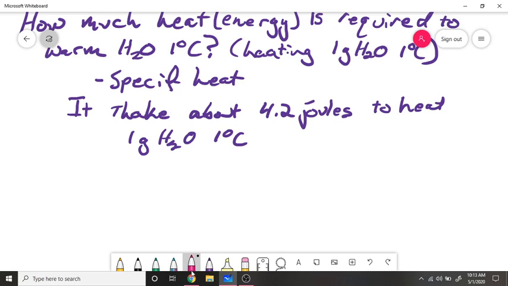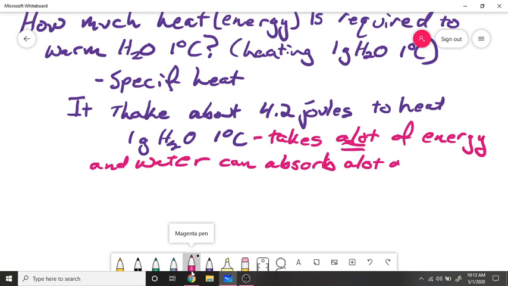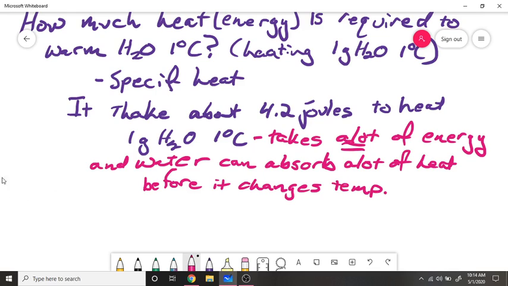What does that mean in the grand scheme of things? This means that it takes a lot of energy, and that water can absorb a lot of heat before it changes temperature. So it absorbs a lot of heat before it changes its temperature. So we say that water has a very high specific heat.